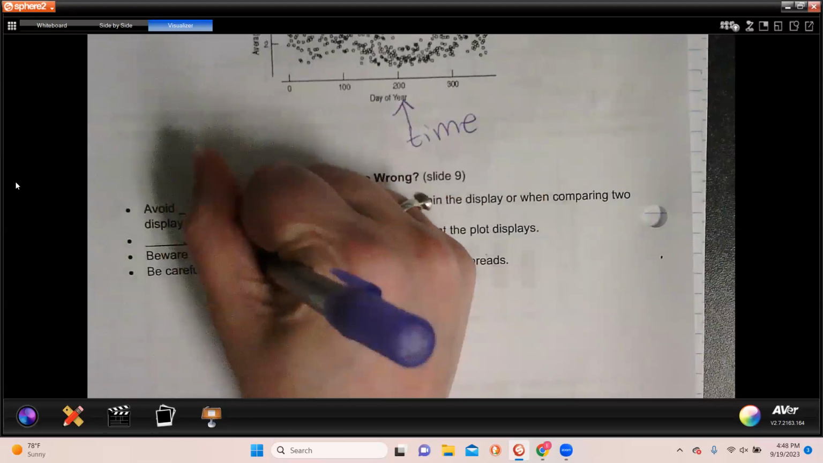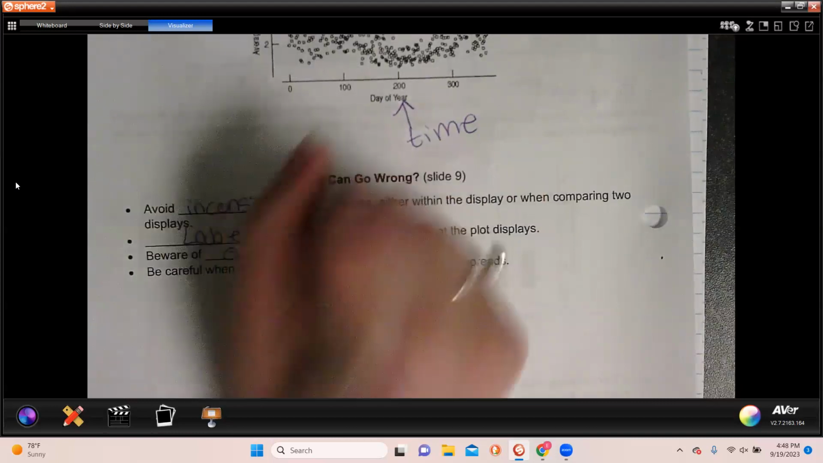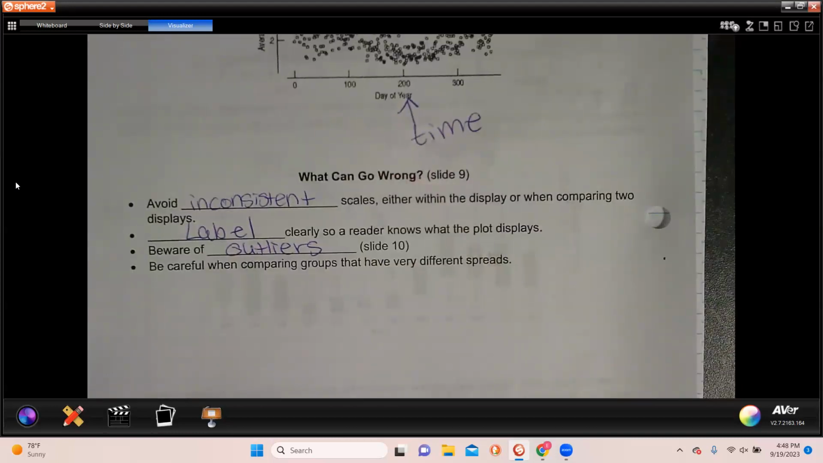Beware of outliers. They highly affect means and standard deviations. So if that's what you're looking for, then they're going to seriously screw you up. So be aware of them.